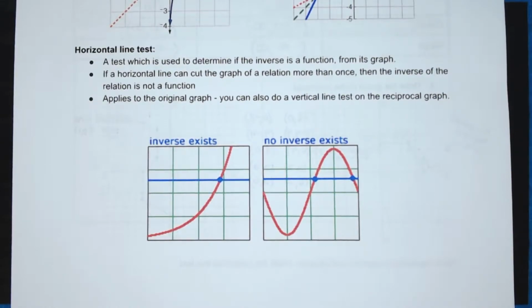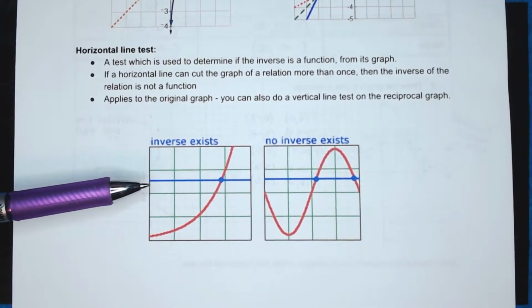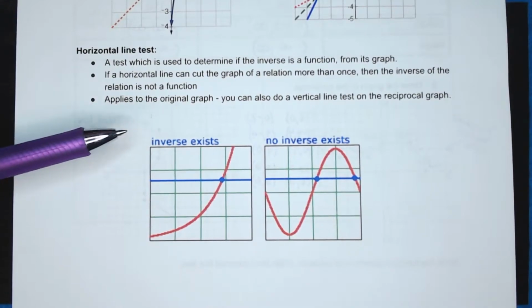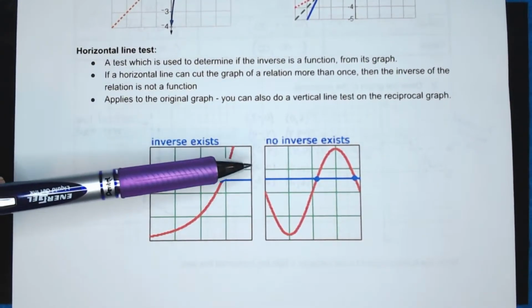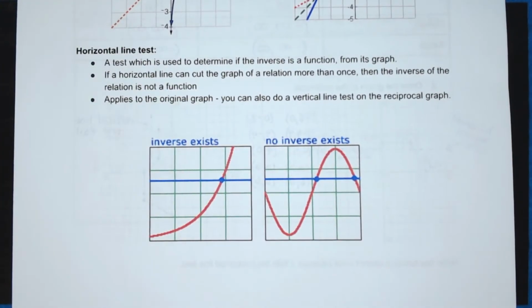So we have two tests that we can apply to our graphs once they're drawn to see if the inverse function exists. It's called the horizontal line test, and it's very, very simple. All we do is draw a horizontal line through our original graph, and if it only goes through the graph at one point, then we can say that the inverse exists. If the horizontal line hits 2 points on your original graph, then we can say that no inverse exists because it's not a function.